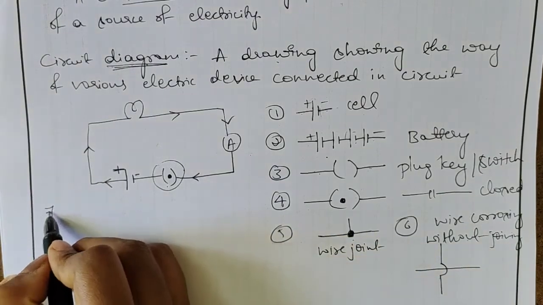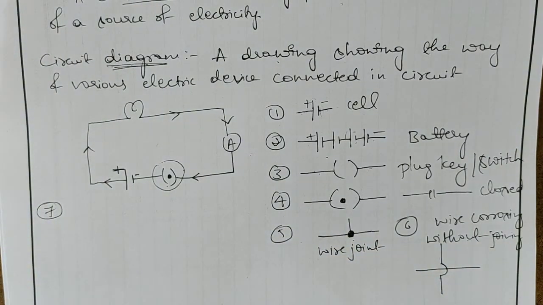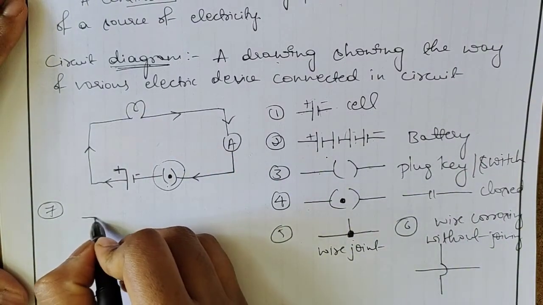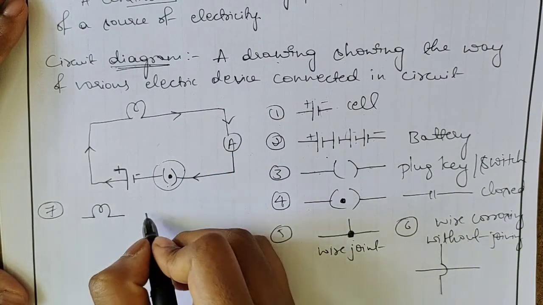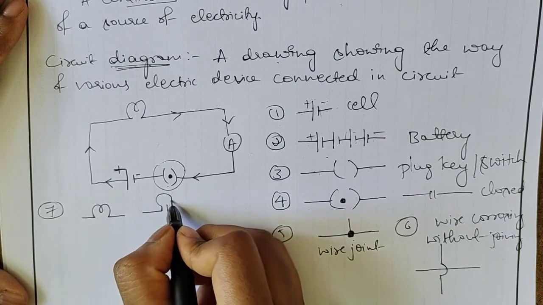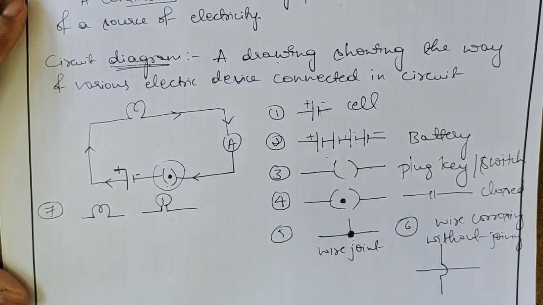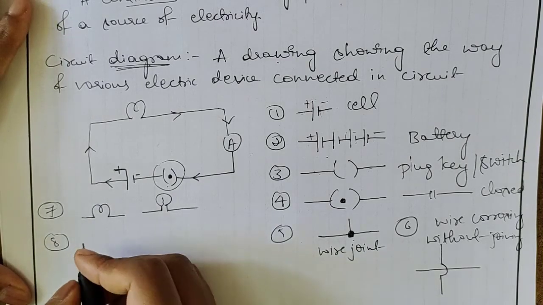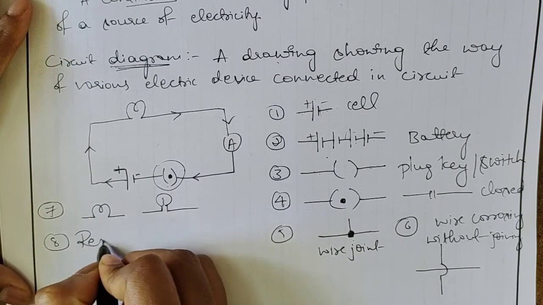Now the next one, the seventh one, is nothing but what we just wrote here. What is this? Electric bulb. So usually we'll indicate an electric bulb like this. If not, you can also draw the actual picture of the bulb. Clear? And next we have the resistor.